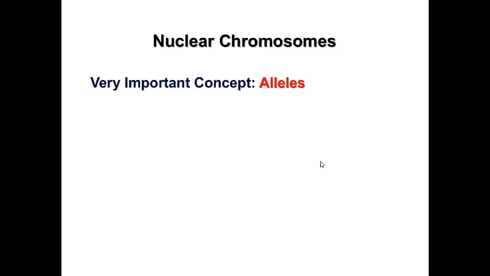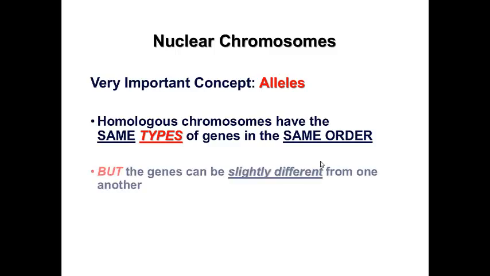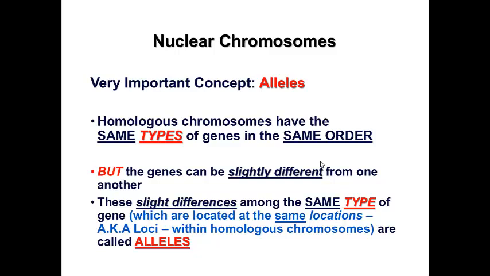So let's talk about another very important concept, and that is of alleles. Homologous chromosomes have the same types of genes in the same order. I've said that over and over and over again. It's important. But we also said the genes can be slightly different from one another. All right? These slight differences among the same type of gene, okay, and which, by the way, are located in the same order and are also at the same locations within the different homologous chromosomes.